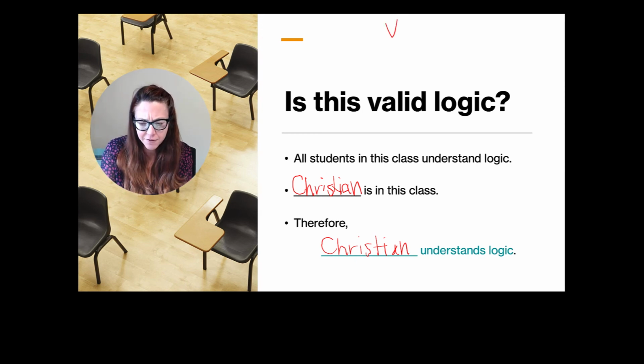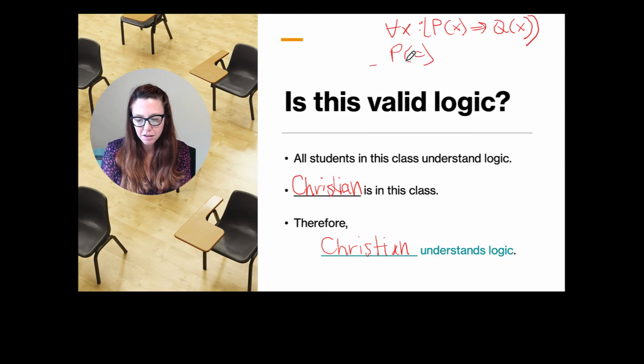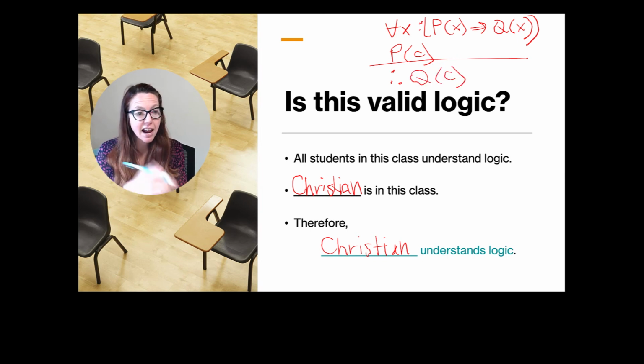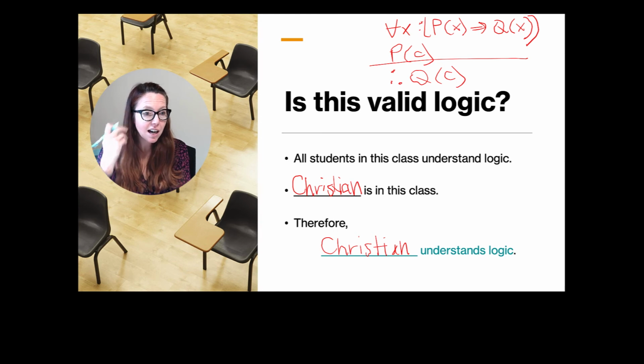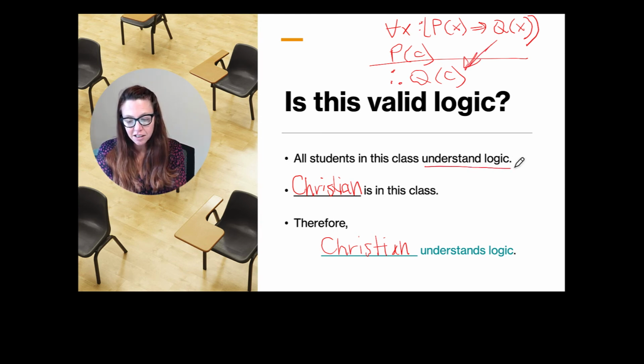So if it's universal Modus Ponens, one thing that's not always obvious when we're working in the English language and we're trying to translate into this type of logic is I want it to be something of the form P of X implies Q of X, right? What's P of X in this case? I'll use C since Christian starts with a C, and we're concluding Q of C. P of X is in this class. And so then Q of X is understands logic.